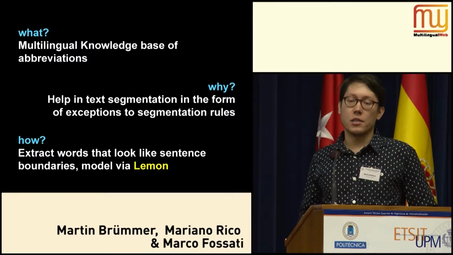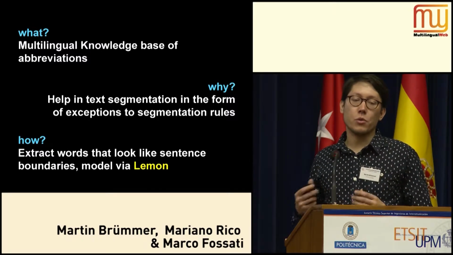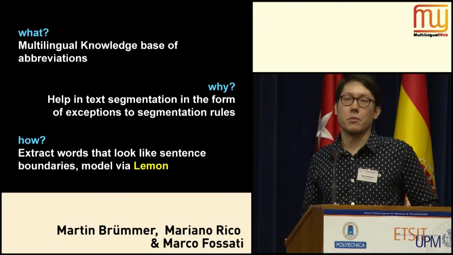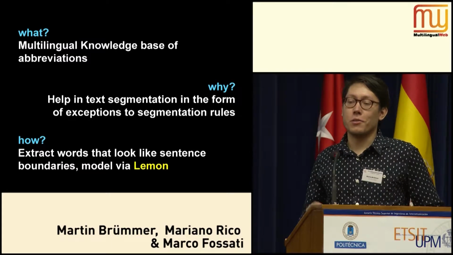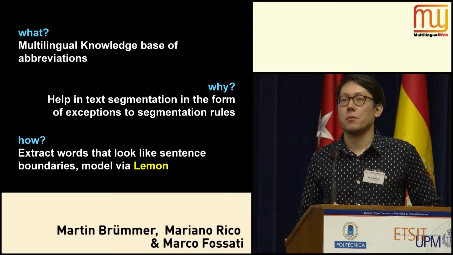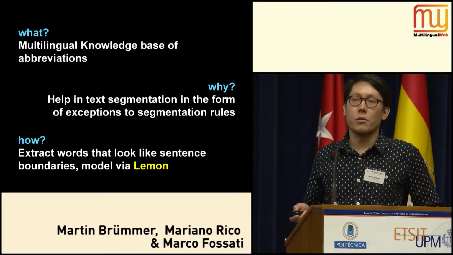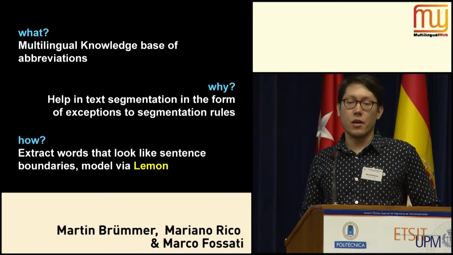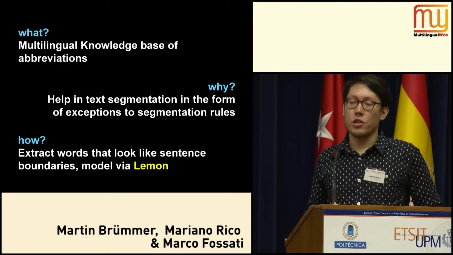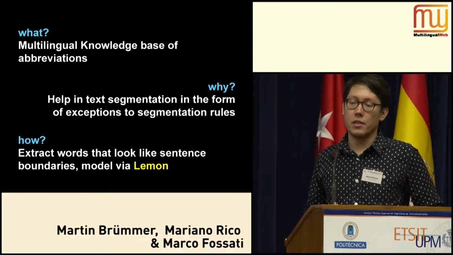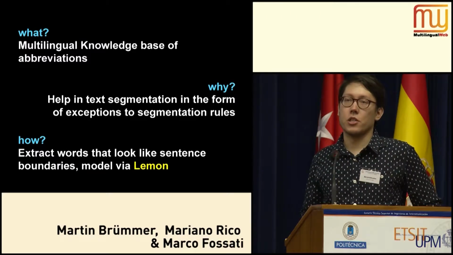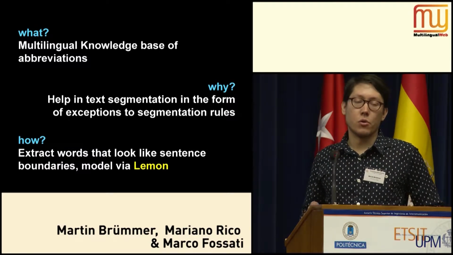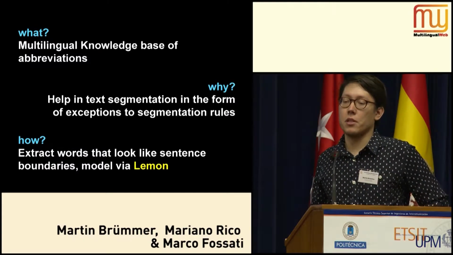Abbreviations are defined as strings that could be confused with sentence boundaries or other text segmentation, or strings important for text segmentation. ULI has the specific use case where they are using abbreviations as exceptions in their rule-based text segmentation tools. And they just need more, and most importantly, they need the abbreviations multilingual.